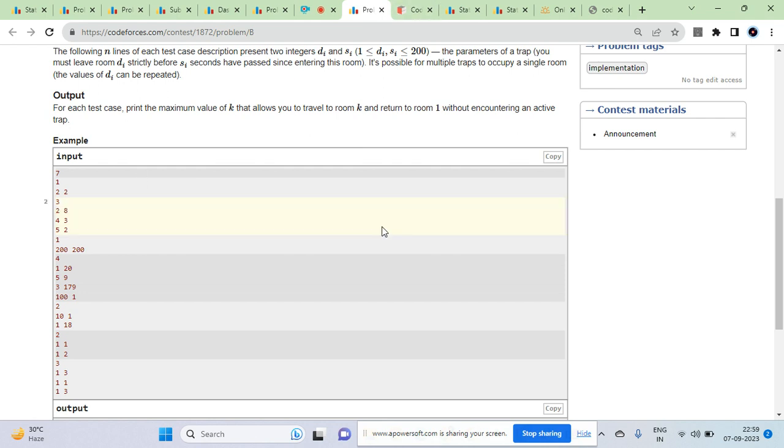So let me tell you the approach. You might know that every trap is putting some condition. It's just that sometimes that condition can affect you and sometimes it cannot. If you already have some condition which is more strict than the coming next condition, then that's no issue.